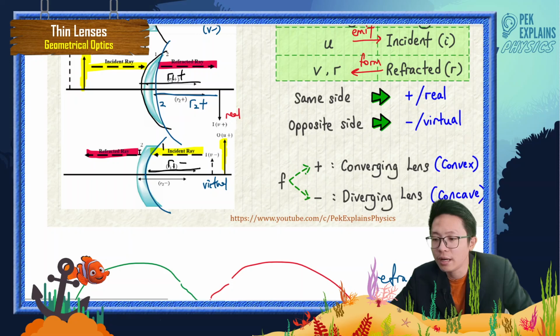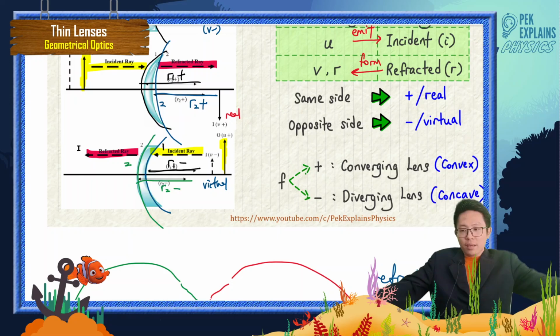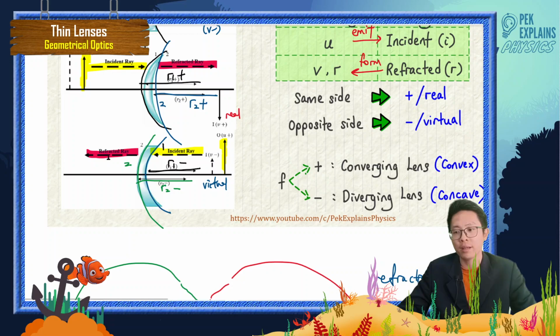And how about the second surface? The second surface is over here. This is the second surface, and the radius is over here. So this R2 is positive or negative? Opposite to the refracted ray, so this R2 is negative. That's how it is. Both R are negative here because they are opposite to the refracted ray. Both R are positive here because they are on the same side as the refracted ray.